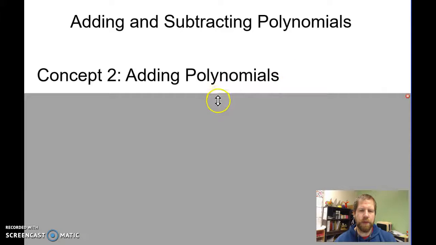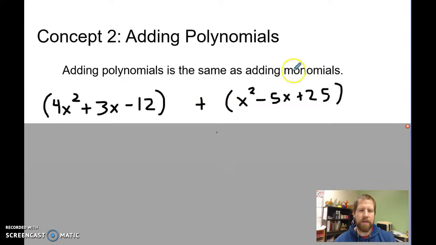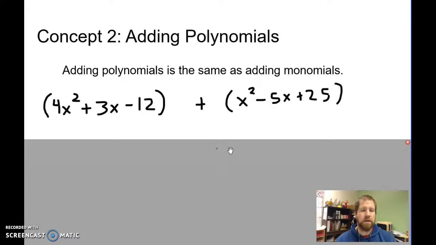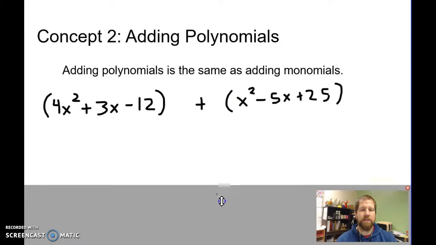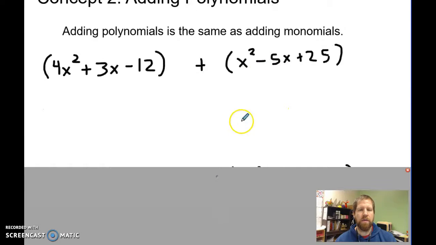Concept 2, adding polynomials. Adding polynomials is the same as adding monomials. You've just got it originally in two different sections, right? I've got two polynomials, but when I combine them, it's basically just a string of monomials that I'm going to be adding. While I've got them in two polynomials, I'm going to go through and identify like terms. I know that I'm going to be looking for one term in each polynomial, or no more than one in each polynomial that's going to match one in the other.